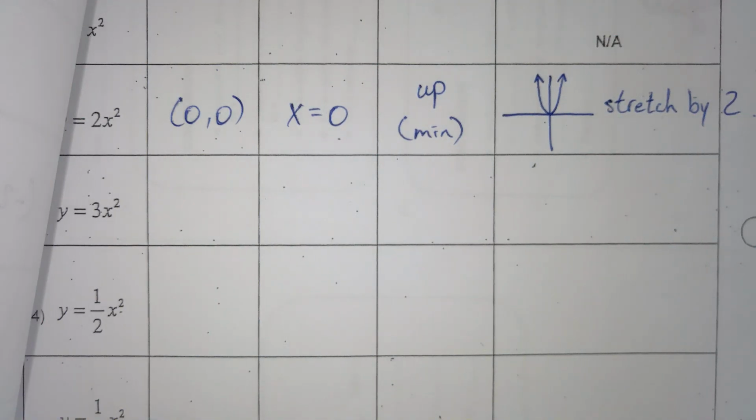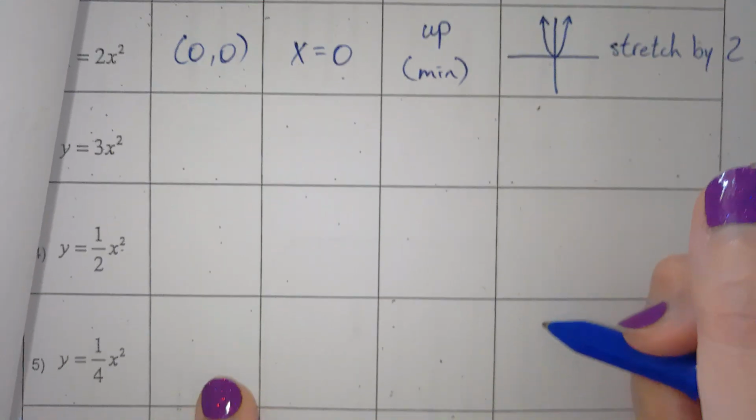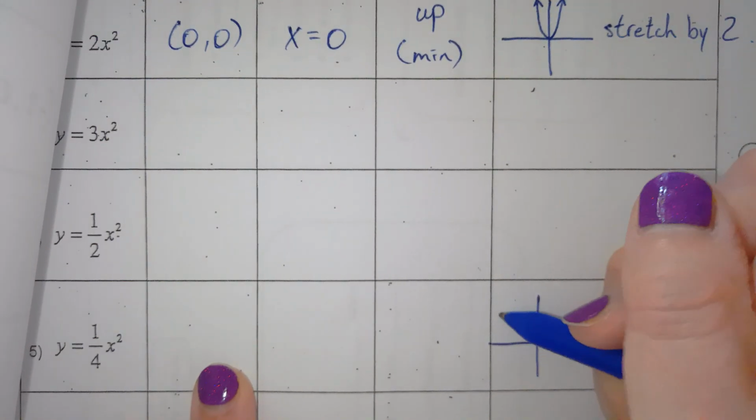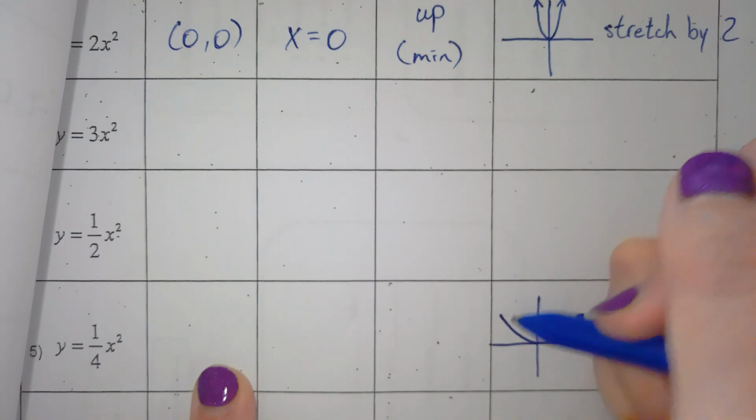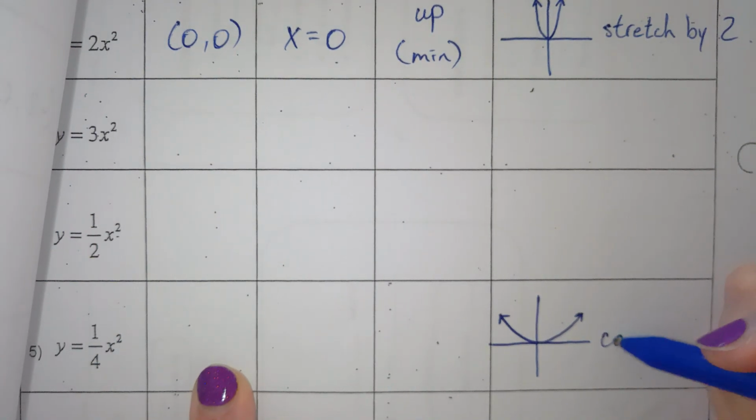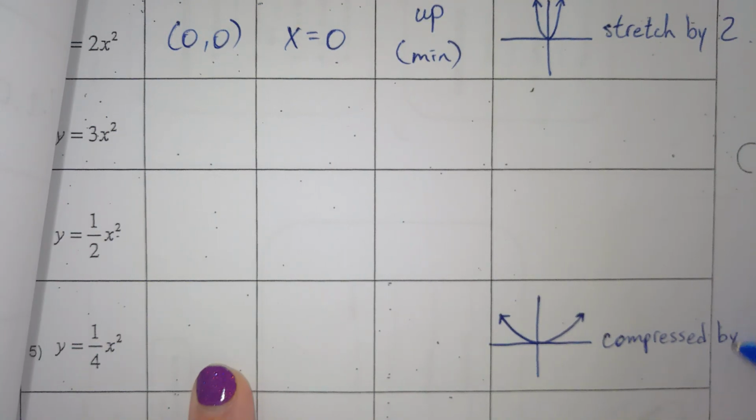So I was using the elastic band metaphor. When you stretch it out, it's skinnier. So when you press it down, what word do we use? Compress. Excellent. So for this one right here, again, you can draw it dramatic. Okay, it's compressed by a quarter.